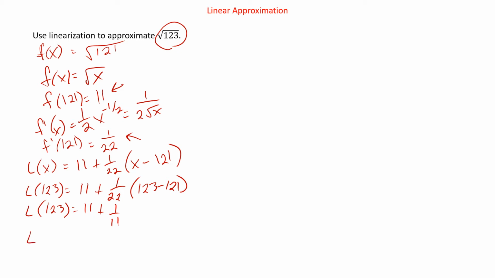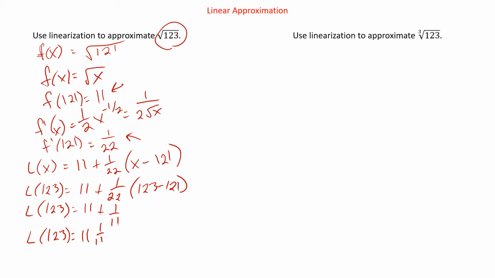So we have 11 and 1/11, which would be 11.0909, which, if we looked at what the square root of 123 was, we get 11.0905. So it was like 0.004 off, a little bit less than that. So that could still be really close.